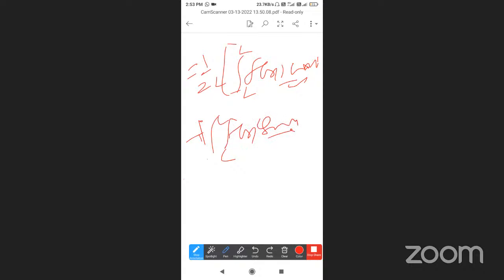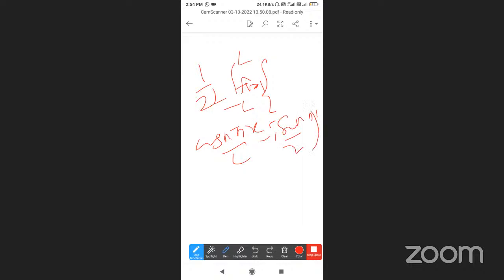So this is a simplification: 1 by 2L into bracket of minus integration from -L to L of f(x) cos(n pi x by L) dx, minus i times integration from -L to L of f(x) sin(n pi x by L) dx. So totally 1 by 2L integration from -L to L, f(x) is common, into cos(n pi x by L) minus i sin(n pi x by L), into dx.